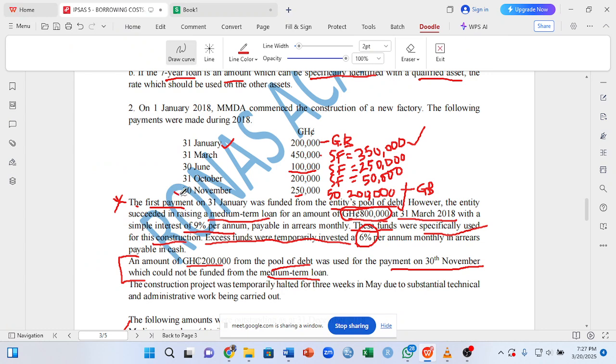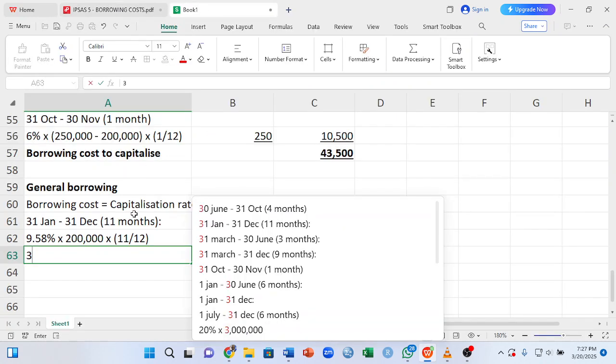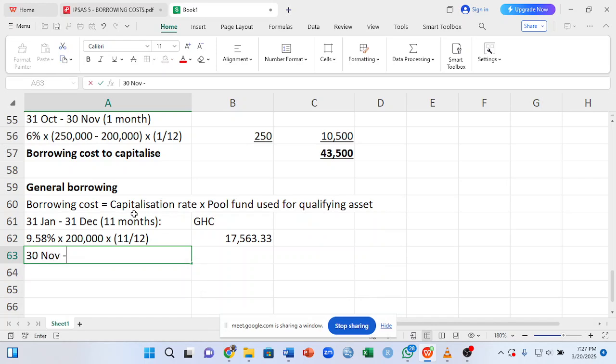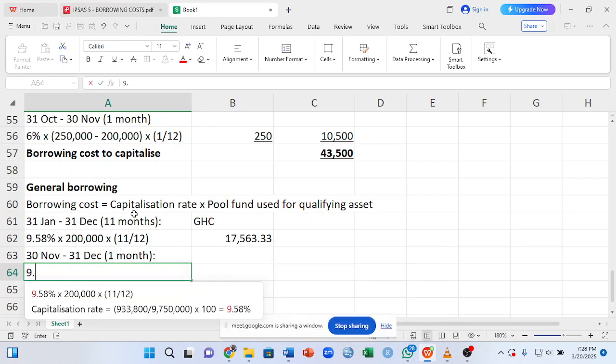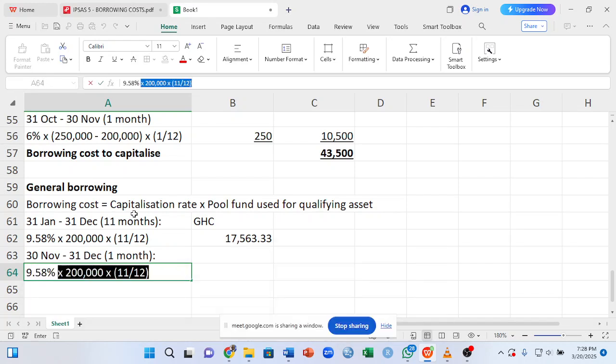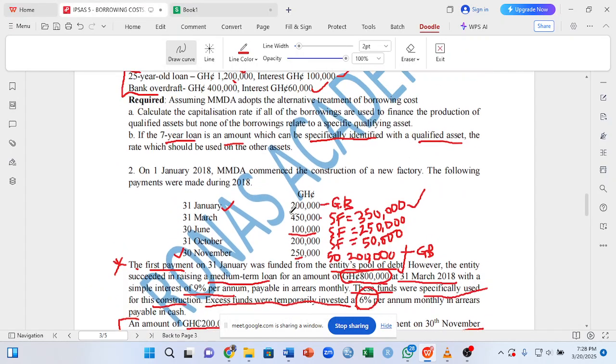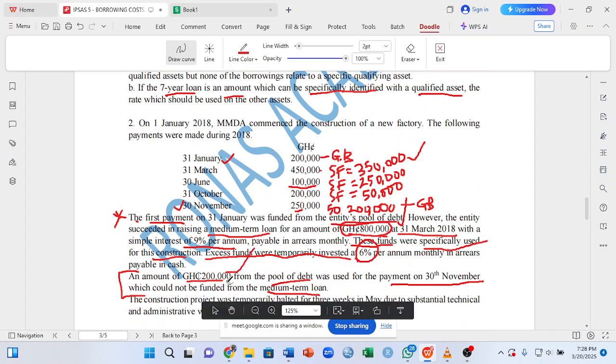Then move on to the second one. The second amount was on 30th November, so that one will be from 30th November to 31st December. How many months is that? 1 month. So that will be 9.58% times the amount of money, which was 200,000. Do you remember? We established that it was 200,000 from the question. The amount of 200,000 from the pool of debts: 250,000 was used, 50,000 for specific, and the remainder 200,000 was for the general.